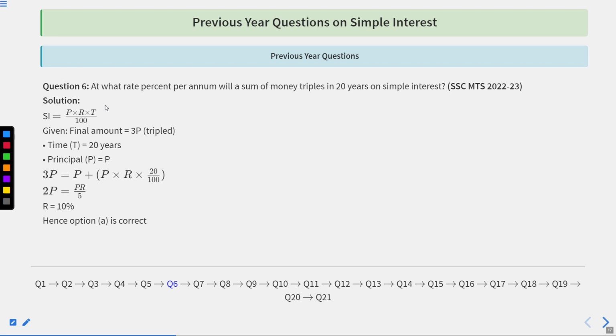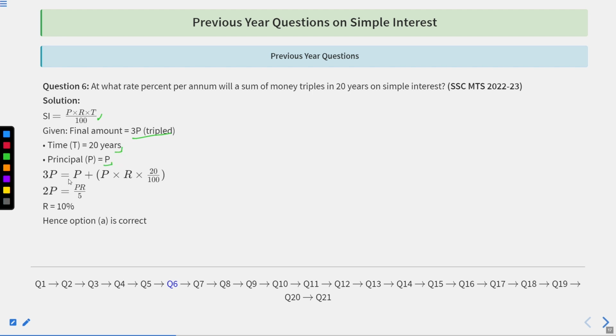So the simple interest is given to be PRT upon 100. Given the final amount is equal to 3P. That means if P amount was invested, then after 20 years we want the amount to get tripled. That means we want to withdraw 3P. The time is given to be 20 years and the principal is P.